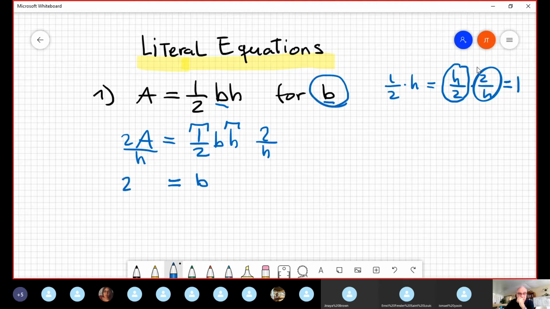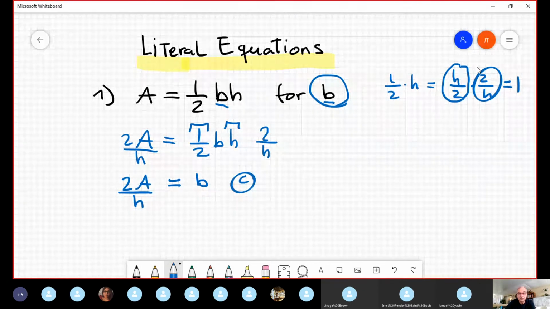And on the left-hand side, we have 2A over H. According to the paper, this is option C.